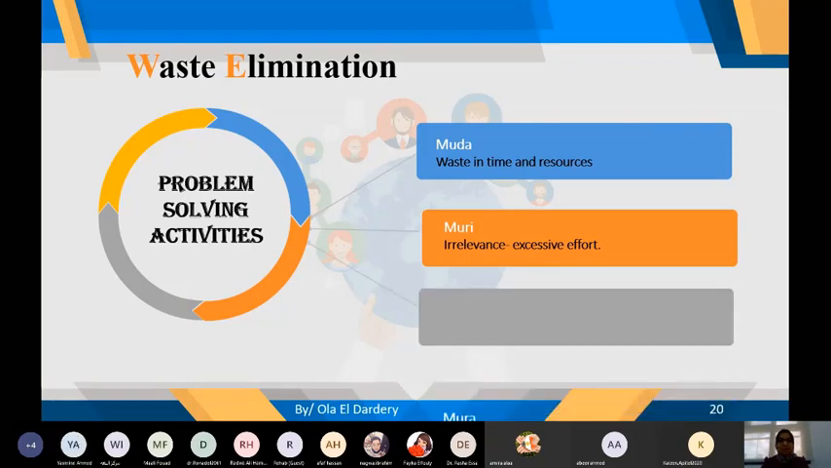And the last thing is the mura. And mura is the irregularity. This is when it comes to the process. We have something that is not adding up in the process and we have to fix it, and this is the mura. So the muda, muri, and mura together, they are the waste sources.